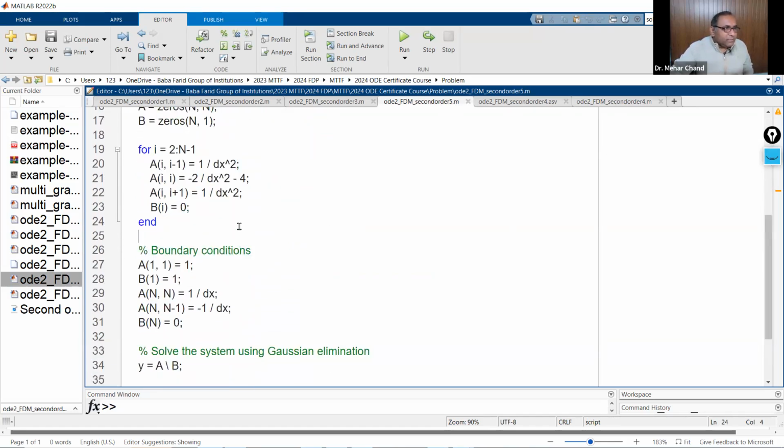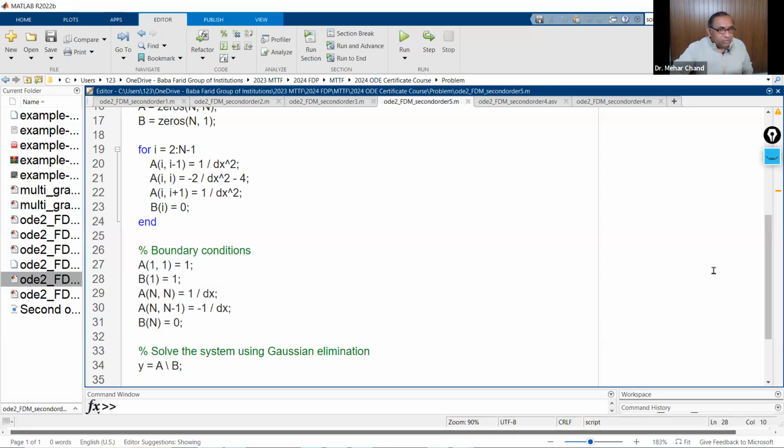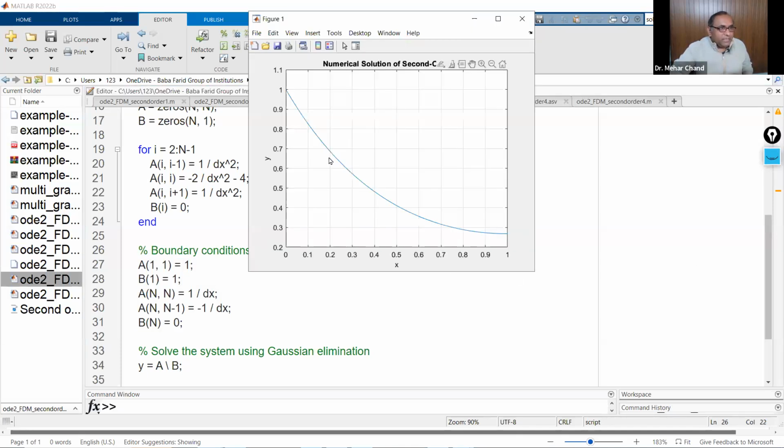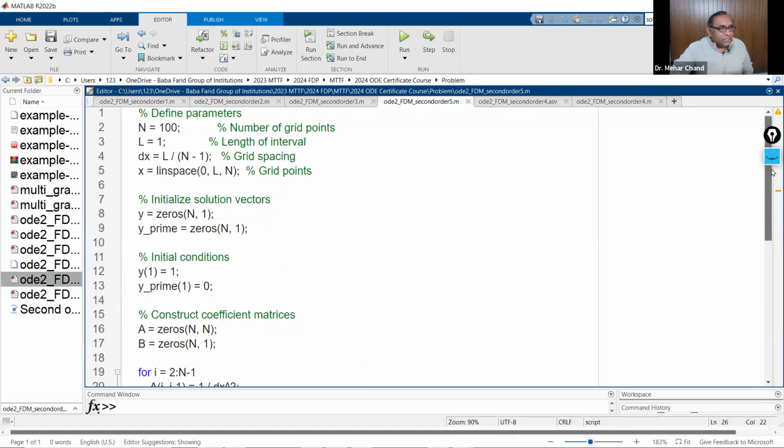Here is also the same approach, but we are using Gaussian elimination here. The approach is the same: y is equal to A backslash b. B holds the boundary conditions as well, and you will have the solution by using the matrix. You can see here that you need to convert the given problem into the matrix format.